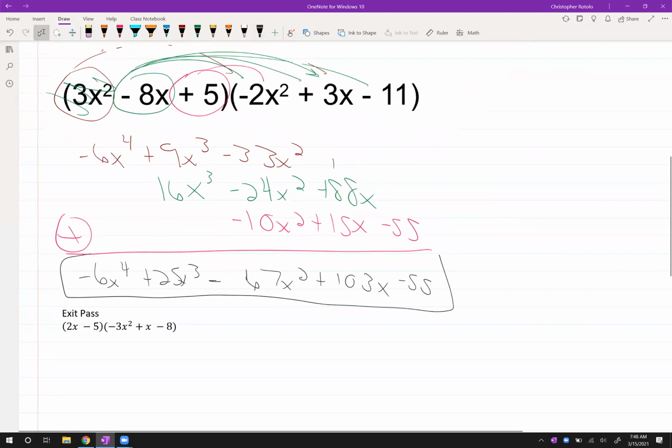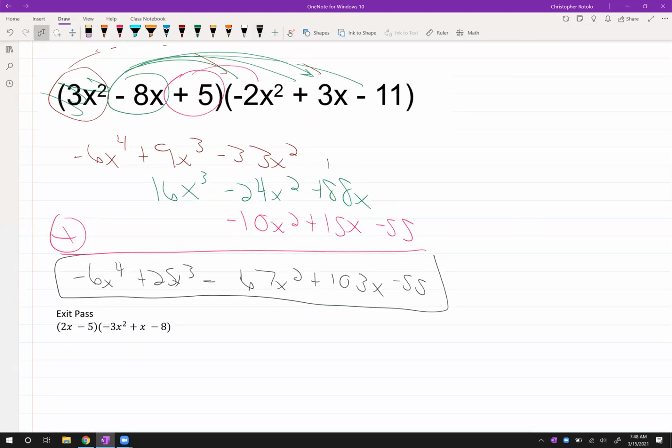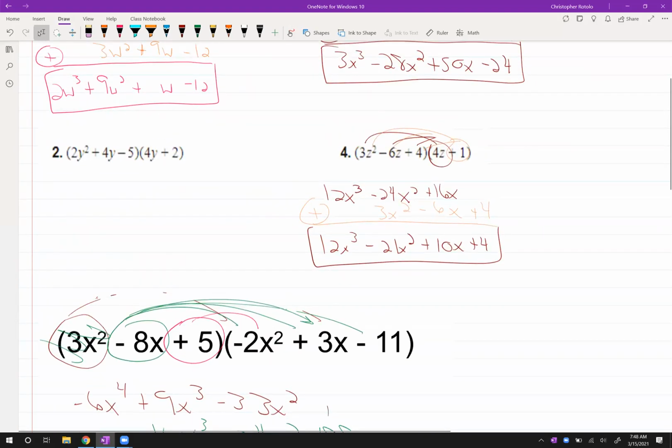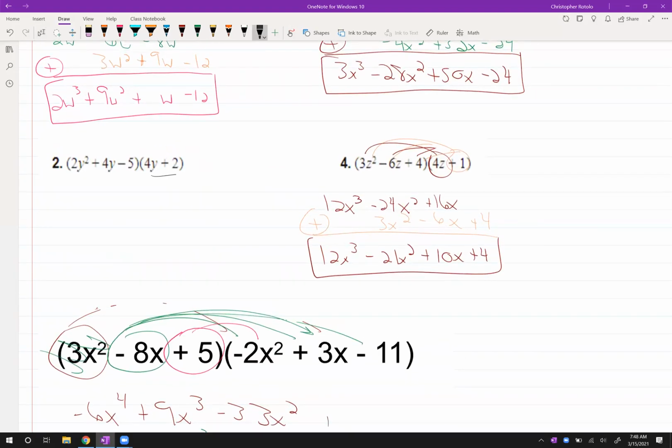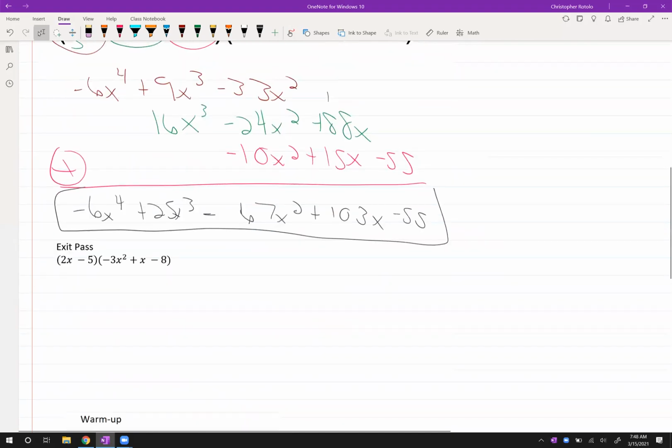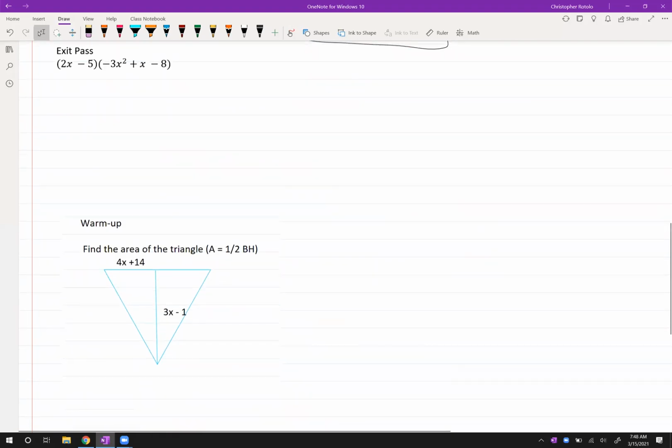All right, so distributive property. So we're moving beyond the FOIL method. All right, so we got one more in here if you want to try it. Okay, but that's the entire process. All right, so we'll check in at class and then we'll keep going from there.